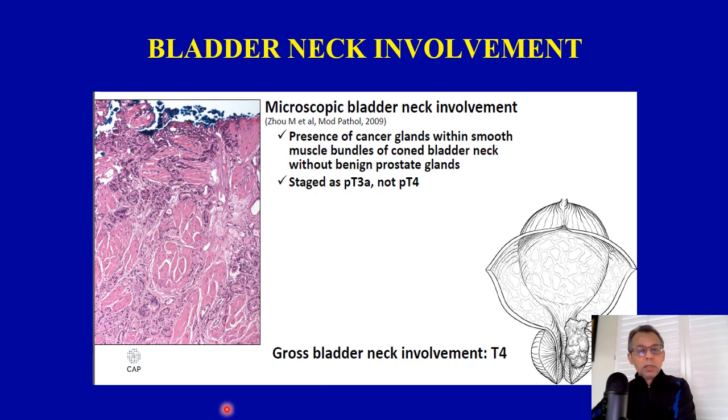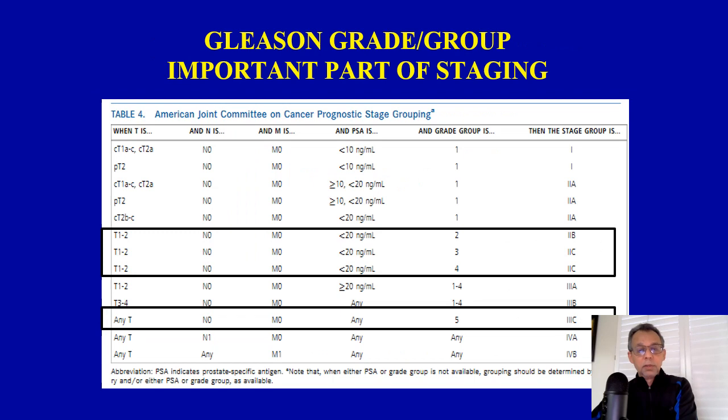Another very important concept is when you have cancer glands within the smooth muscle bundles of the bladder neck without any benign prostatic glands. That is staged as microscopic bladder neck involvement, which is staged as pT3a. Microscopic bladder neck involvement is not equivalent to pT4. So this is a very important staging change compared to the 7th edition of staging for prostate cancer.